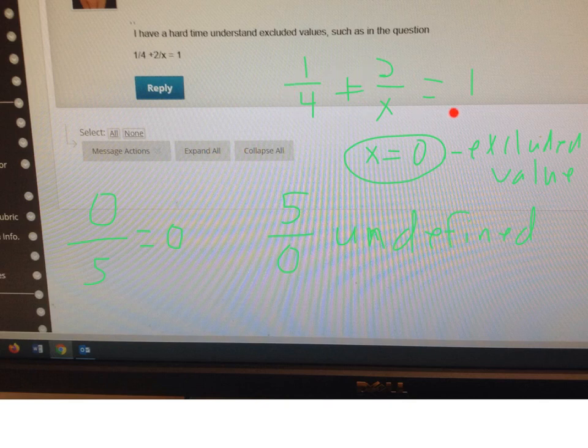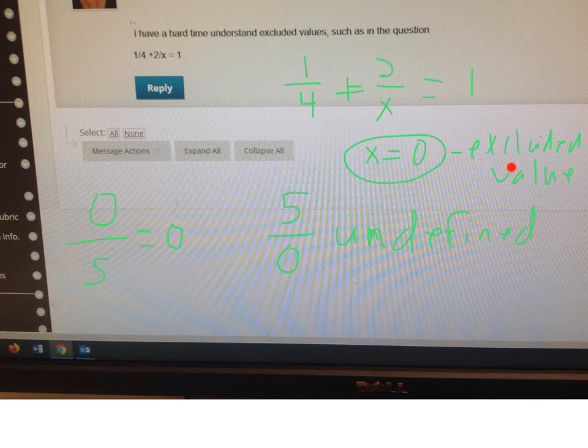And so when you have this equation, you have a variable in the denominator, and if this variable were equal to 0, then 2 over 0 would be undefined. So the excluded value is what makes this denominator 0. In this case, it's just 0 itself. If you put in 0 for x, you'd have 2 over 0, and it'd be undefined.